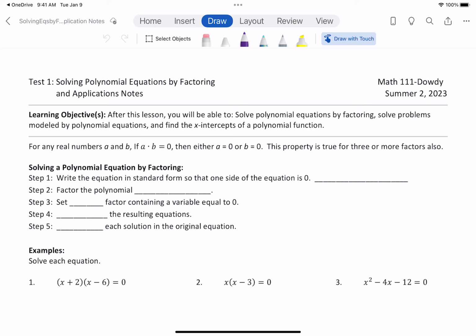All right, we've made it to the last lecture for test 1. So we're going to look at solving polynomial equations by factoring and then some applications that we can use. So first, if we're going to solve a polynomial equation by factoring, we need a method to do that, and that method is going to be called the zero factor property.